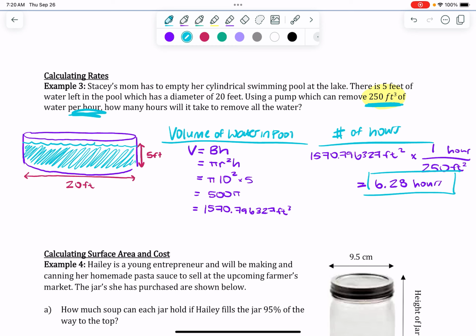But I'm okay with leaving it as 6.28 hours. That's the units I would have got from that unit conversion anyways. And I'm more than happy with that.